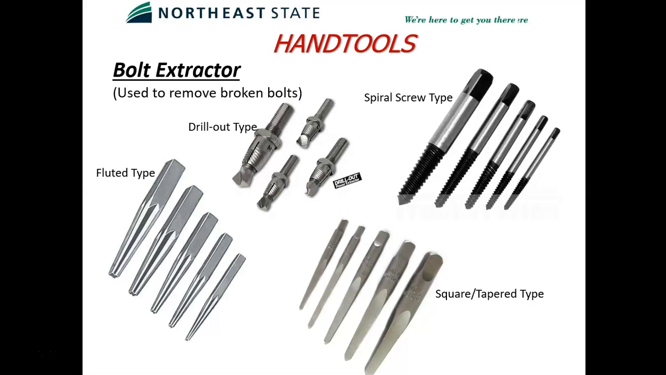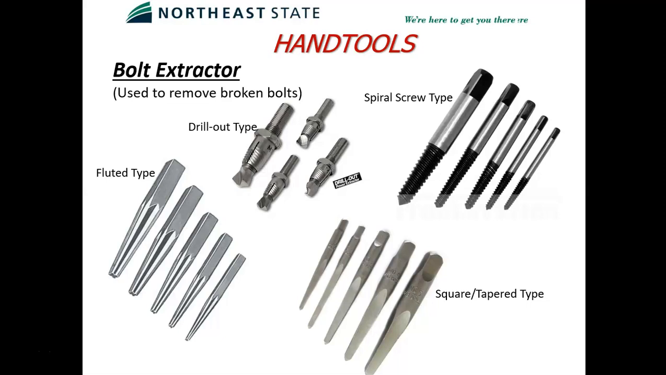Bolt extractors, if you're unlucky enough to break a bolt off into a piece, are devices that are particularly made to get your broken bolt out of a hole. You've got different shapes and sizes: the fluted type on the left, square tapered on the bottom right. Those particular two, what you do is drill a hole to a certain size into the broken off piece, trying to get as close to the center of the broken bolt as possible.